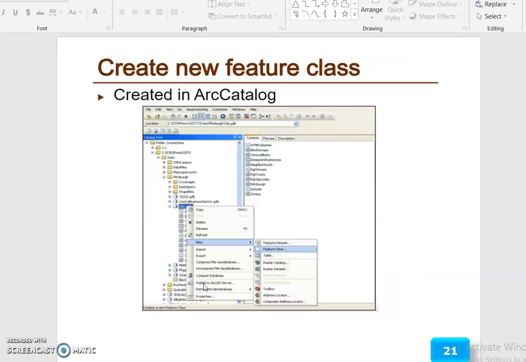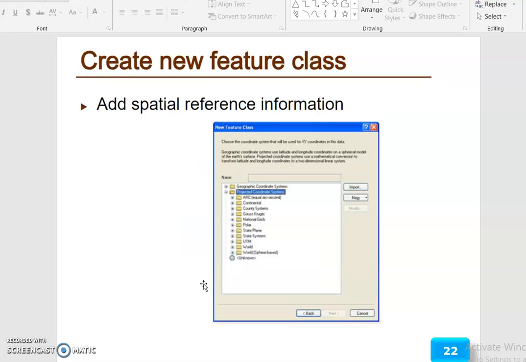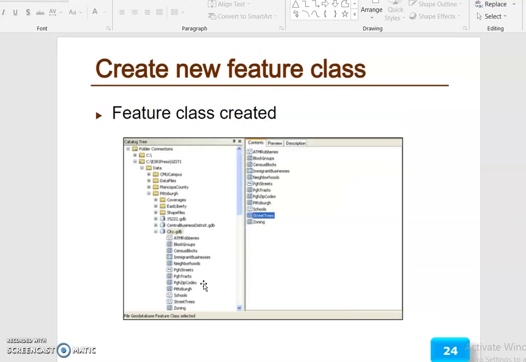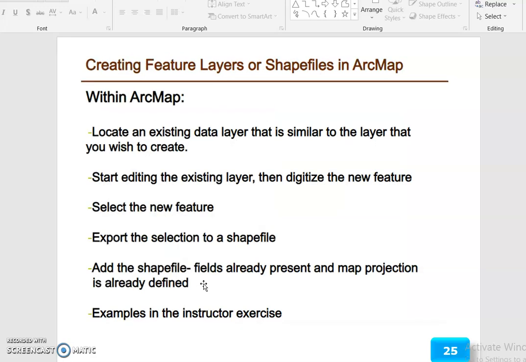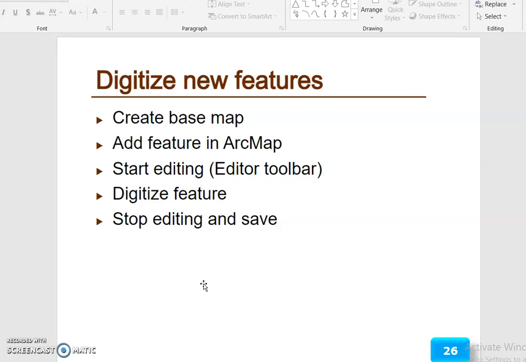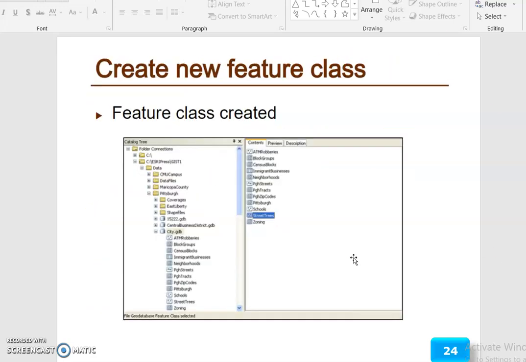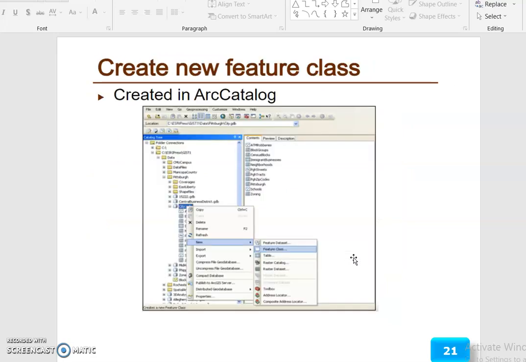So here, in ArcCatalog, where we want to go, new feature classes, and add spatial reference information, then add new fields, then the feature class is created. So that is the procedure we have to follow. Then digitize new features: create a base map, add features in ArcMap, start editing, edit toolbar, digitizing features, stop editing and save. So create a base map for digitizing. I think you should know this at the time of using the software in the system.